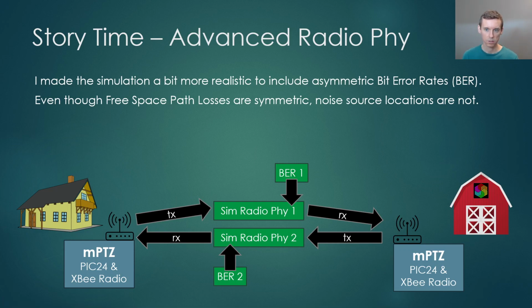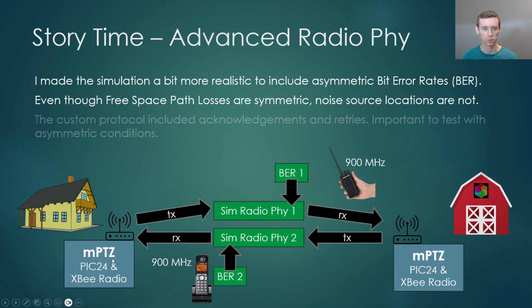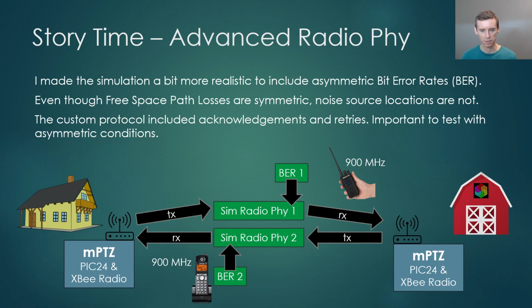However, noise source locations are not. So maybe in the barn, a farmer would have a 900 megahertz walkie-talkie, so you get some burst noise here, and that'll mess up the receive side of the radio PHY coming into the barn. Or in the house, you might have a 900 megahertz cordless phone, similarly messing up the receive side for the house.